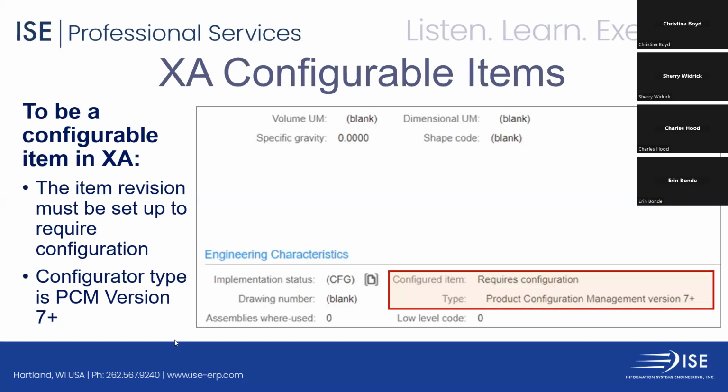So that's how that works. And you have to have the item. You can see this red box, the low right. It has to be set up to require configuration, and there's that branding thing again. Hopefully one of these days I'll get updated to CPQ, but product configuration management is the former branding for CPQ. Of course, before that it was called BUY design, a little bit of a pun there.